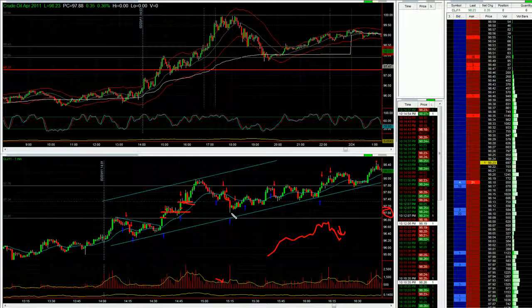Nice little cover there into this flush as we push down, and we actually tagged 97 exactly. More than likely I probably was out in the high teens for most of that. I think actually, if I recall, I was looking for a flush under 97, didn't get it, and by the time I exited, it was up here. But still, great trade.